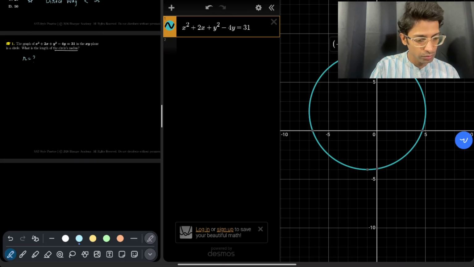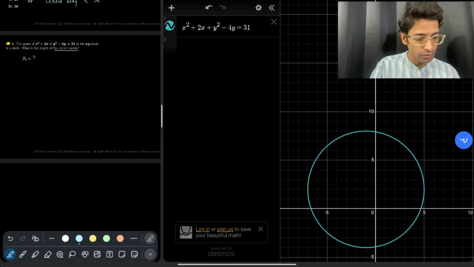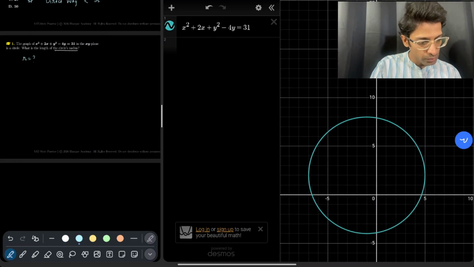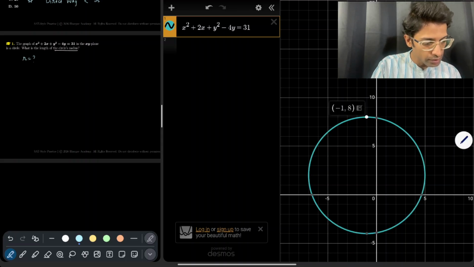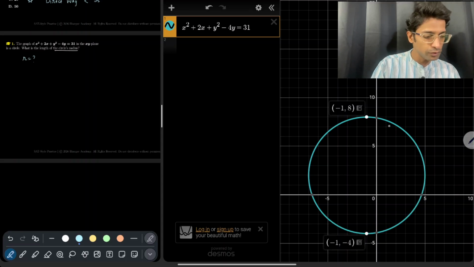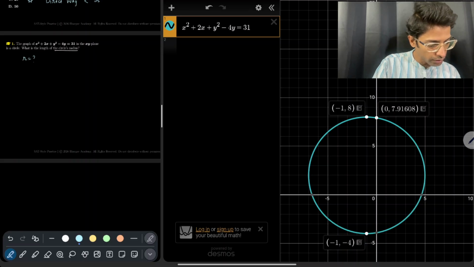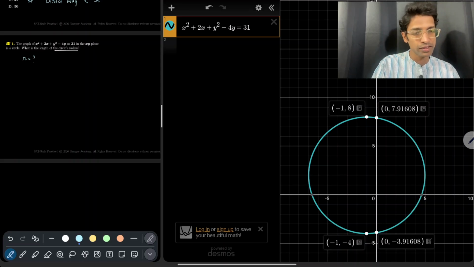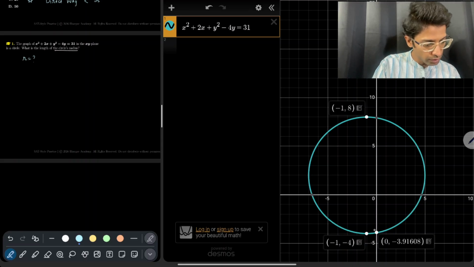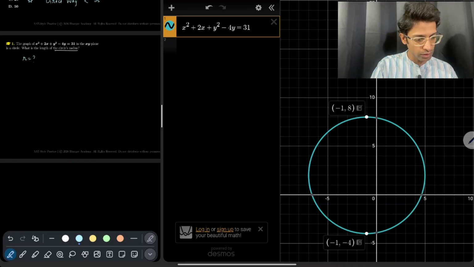Okay, I'll show it to you a little bit more clearly. In Desmos, it always gives you the maximum and the minimum points. So this is the maximum point and this is the minimum point. Please don't get confused between this point and this point. These are the y-intercepts of the circle. We are interested in only the maximum and minimum points which are shown there.